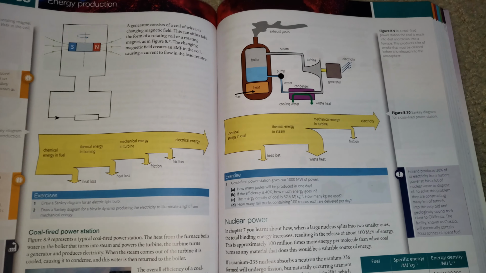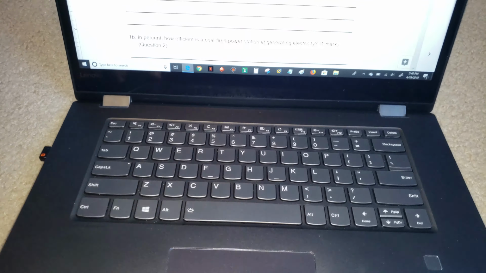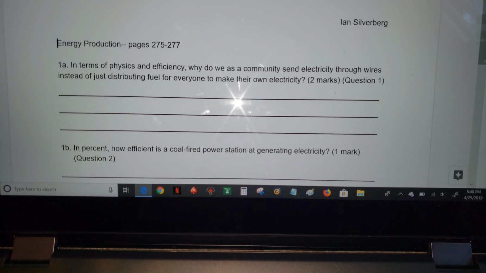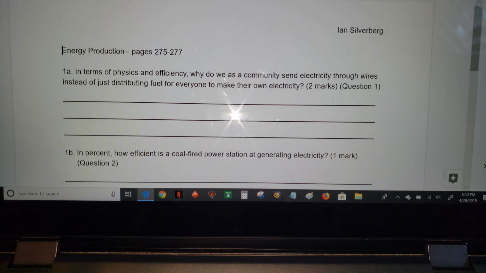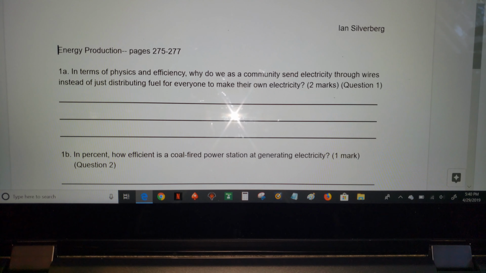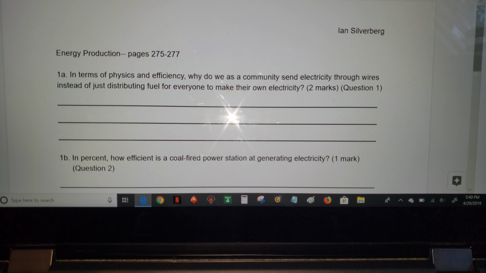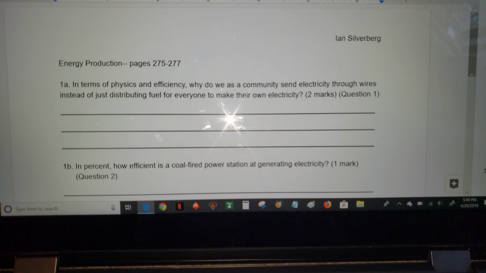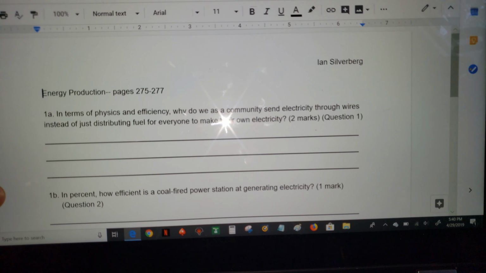So I'm going to go over some of the questions I made to help you guys understand this better. Question 1A, it says, in terms of physics and efficiency, why do we as a community send electricity through wires instead of just distributing fuel for everyone to make their own electricity? So you can cite the beginning of this video for that answer.